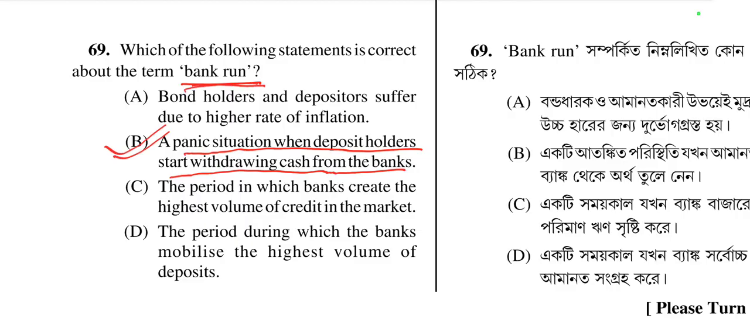So option B is the right choice, because a bank run refers to a situation where a large number of depositors panic and start withdrawing their money simultaneously from a bank, fearing that the bank will become insolvent. This can lead to a liquidity crisis, as banks typically do not keep enough cash on hand to cover all deposits at once. So it is called a bank run. Option number B, 69B is the right choice.